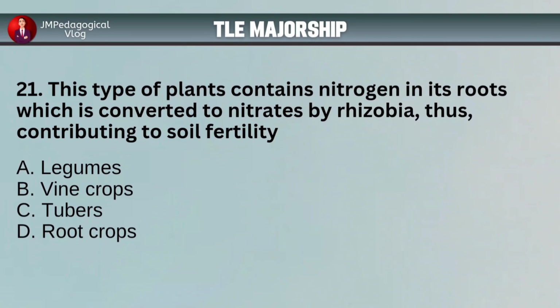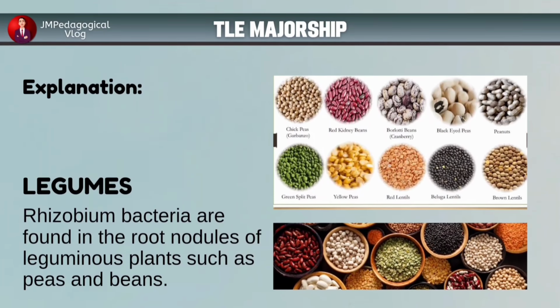21. This type of plant contains nitrogen in its roots, which is converted to nitrates by rhizobia, thus contributing to soil fertility. A. Legumes. B. Vine crops. C. Tubers. D. Root crops. A. Legumes. Explanation. Rhizobium bacteria are found in the root nodules of leguminous plants such as peas and beans.